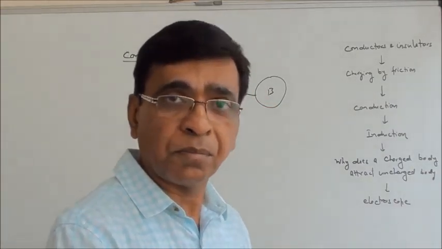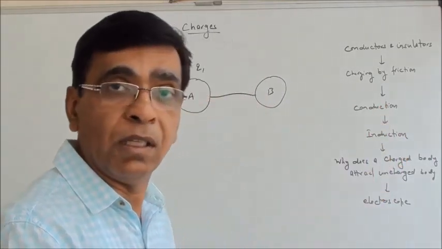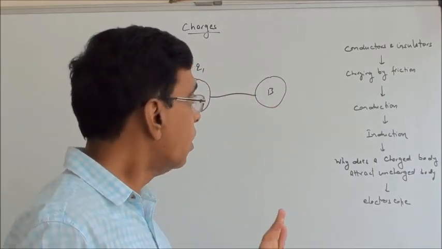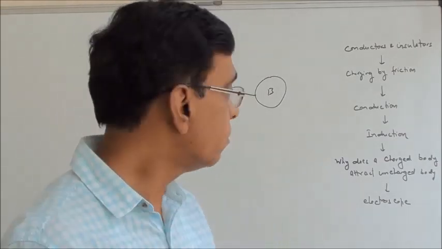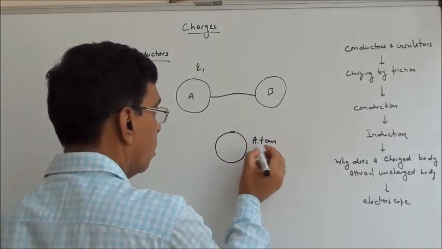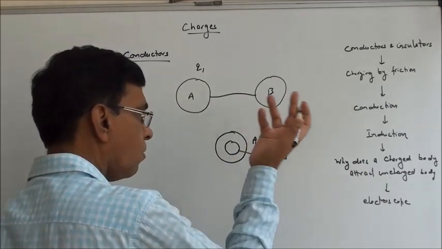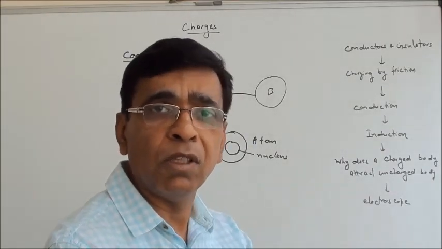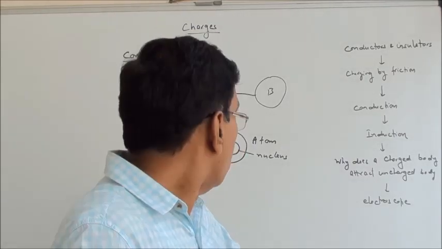We shall do it later that there is a third category also, semiconductors. That will be done in detail. So conductors and insulators, for the time being it's enough. Now what is so special about the conductors that they conduct? See, every substance is made up of atoms. Inside atoms we have nucleus, inside nucleus we have protons, we have neutrons, and outside the nucleus we have electrons moving around the nucleus.